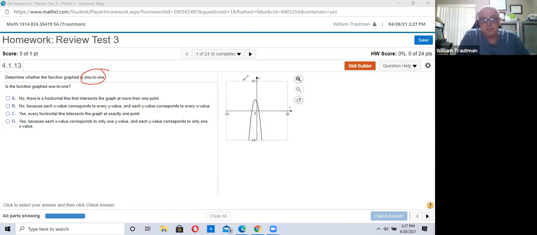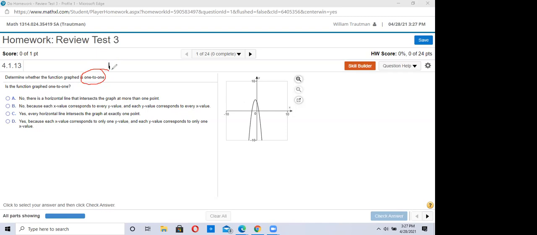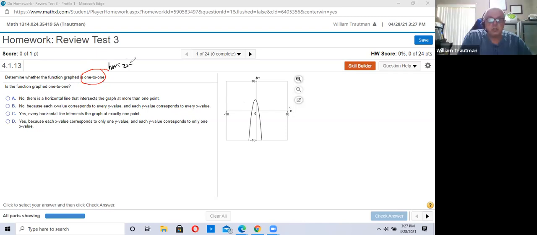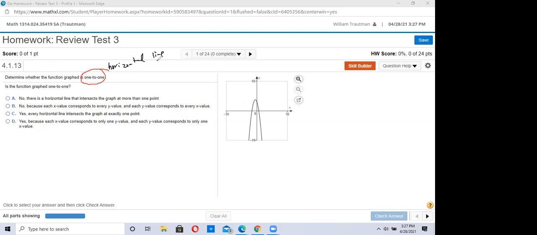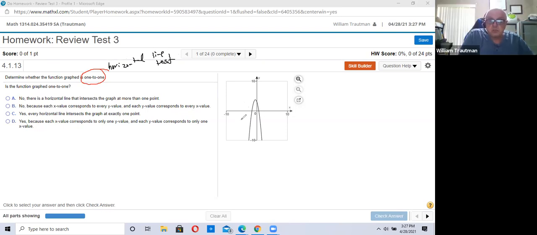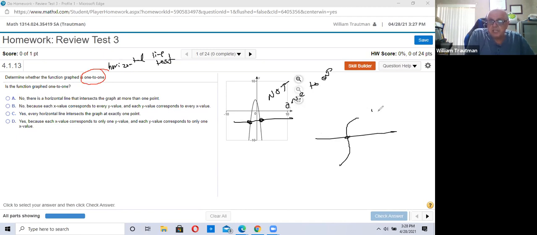Anybody want to help me out? Anybody want to say yes or no? Don't you draw a line through the graph? Yes, a horizontal line test. If the graph crosses more than one spot, then it's not 1-to-1. If it only passes through one spot, like a line that looks like this, is yes, 1-to-1. 1-to-1 just says we can take the inverse of it.